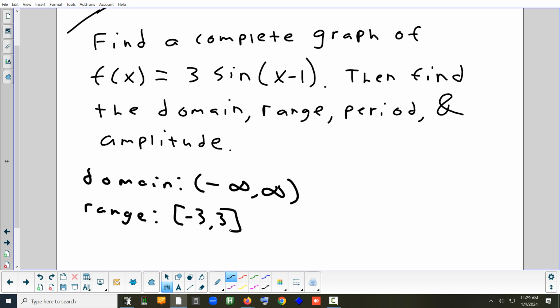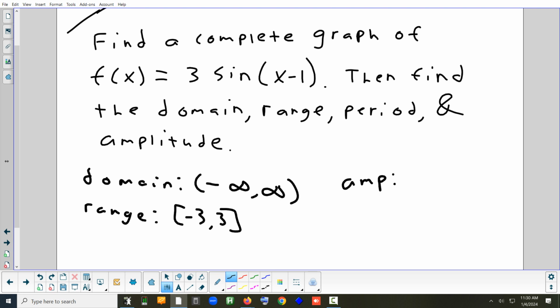Now you still need to check if you shifted it. Is there a shift here? For the range, no. Let's say there was a shift up 1. Well, if there was a shift up 1, then I would just take -3 to 3 and move it up 1. It would be -2 to 4. But there's no shift. All right, so we got the domain, we've got the range.